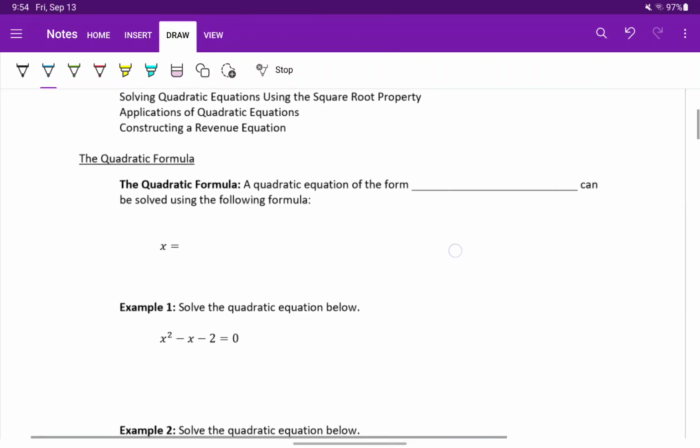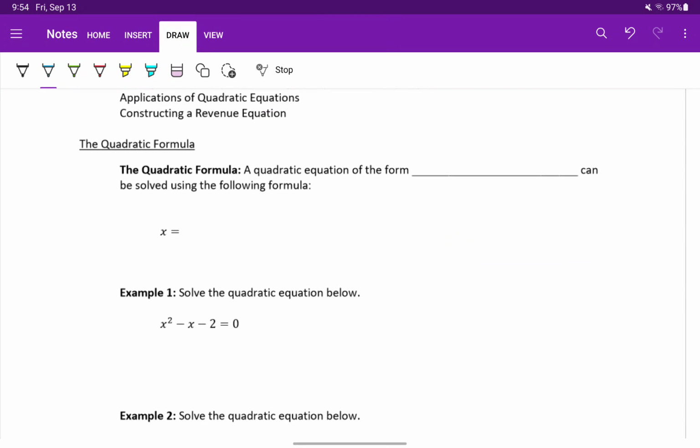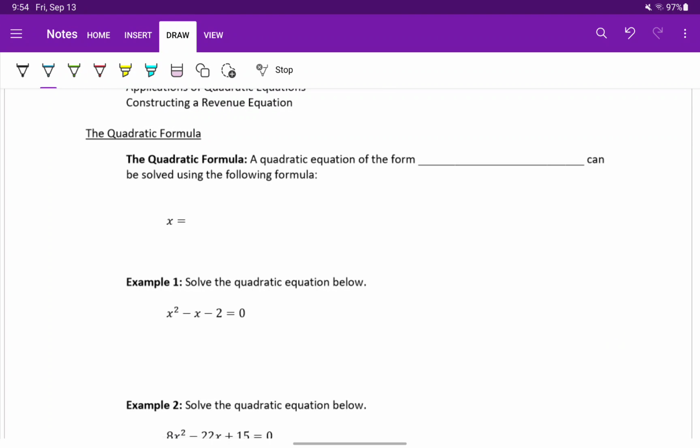In this section, we want to talk about different techniques for solving quadratic equations. A quadratic equation is a polynomial of the form ax squared plus bx plus c is equal to 0. That is, we're dealing with a polynomial expression of degree 2.